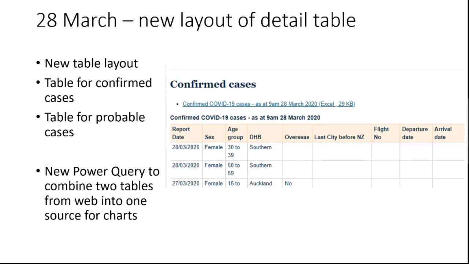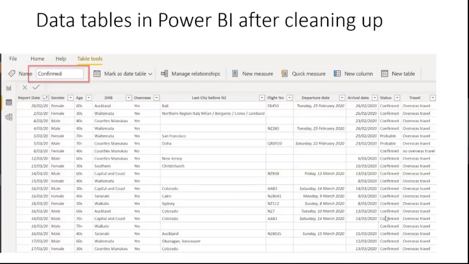So I load the first table, add a column for status equals confirmed, and load the second table, add a status equals probable, and then I append the two to the confirmed. So the table that I called confirmed now contains confirmed and probable cases. And when I talk about the confirmed table from now on, it means it contains the confirmed and the probable cases.